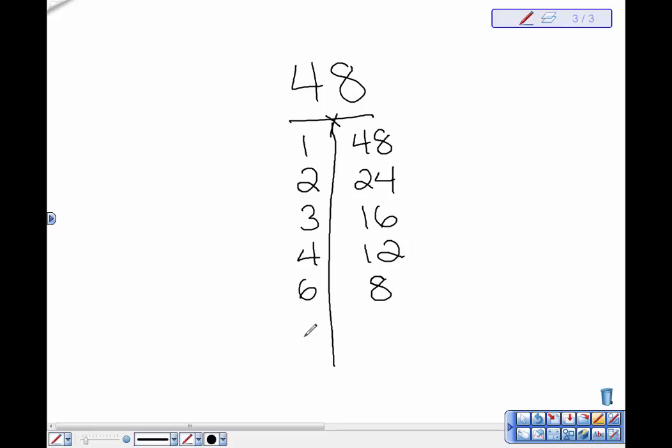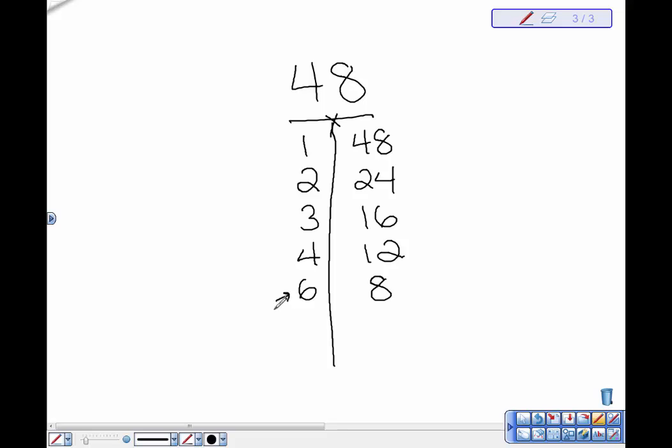Now, when I'm doing my T-charts and I'm figuring out my factors, I'm going to keep going until my number here circles over to my number here. So if I take a look at this, 6 is only one number away, well, 2 steps away, one number in between from 8. So I know that 7 is in between those numbers. Now, since 7 isn't a factor, I know that I'm done.